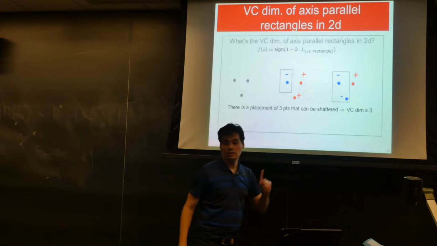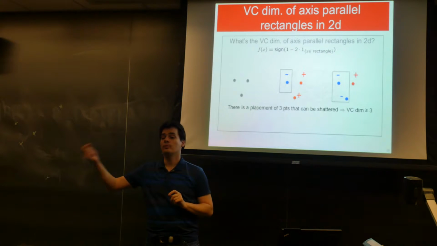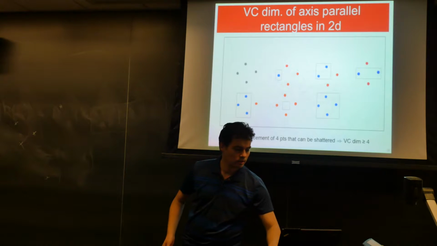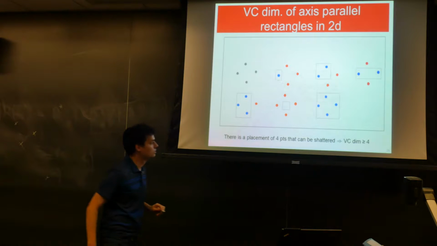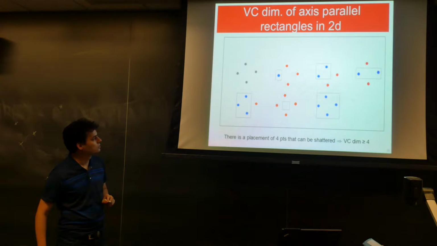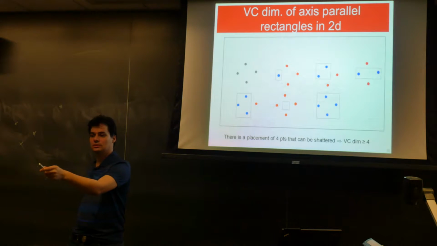So you choose your 4 points. And then your opponent chooses the labelings, right? If you can only classify negative points inside the rectangle, then negative plus negative cannot be classified. So can you draw that example?